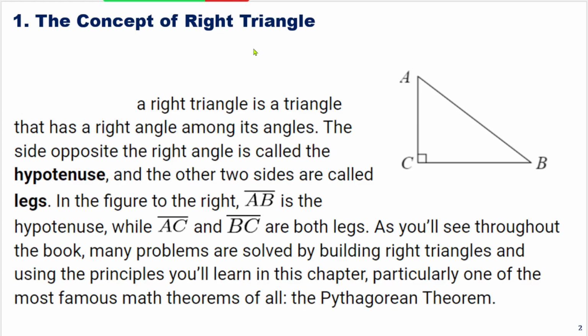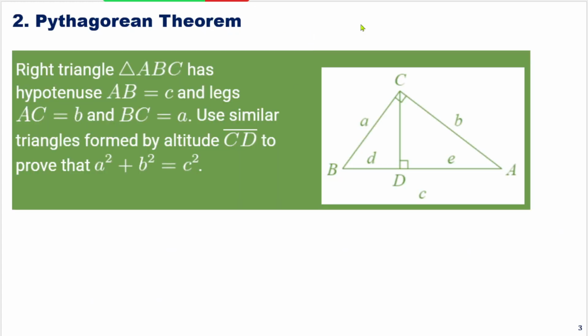As you'll see through this course, many problems are solved by building right triangles and using the principles we'll learn in this chapter. Particularly, one of the most famous math theorems of all is the Pythagorean theorem. So first, let's have a look at the Pythagorean theorem, which states that right triangle ABC has hypotenuse AB equals C and legs AC equals B and BC equals A.